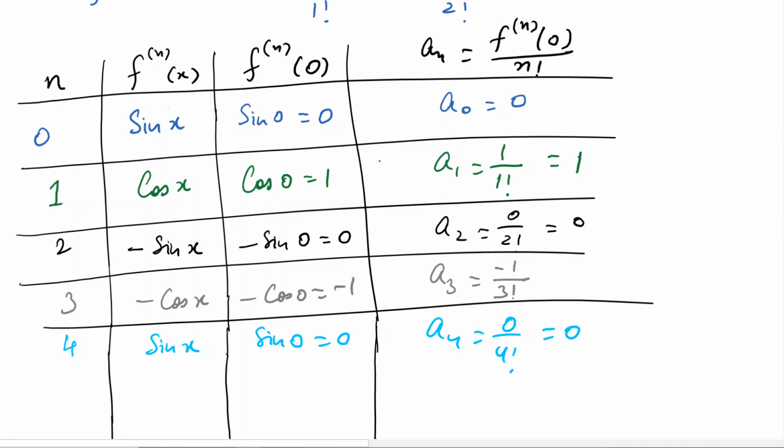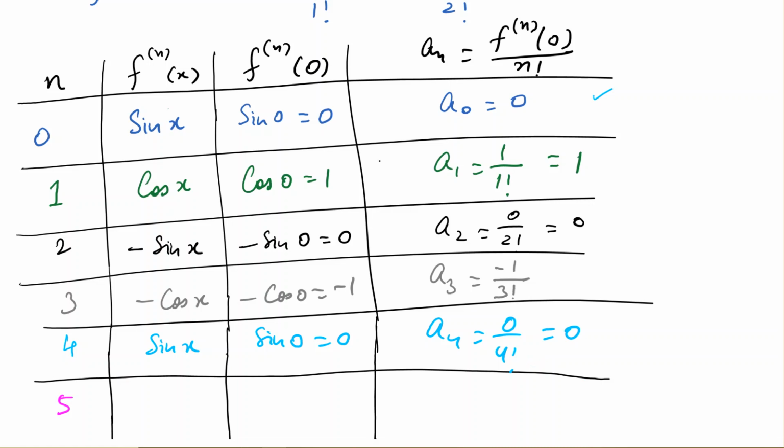So we notice that so far we got this 1 over 1 factorial. So the first coefficient is 0, then we have 1, then we have 0, then we have negative 1 over 3 factorial, then we have 0. So now let's find one more. The derivative of sine is cosine x, and cosine 0 is 1, and we got 1 over 5 factorial.